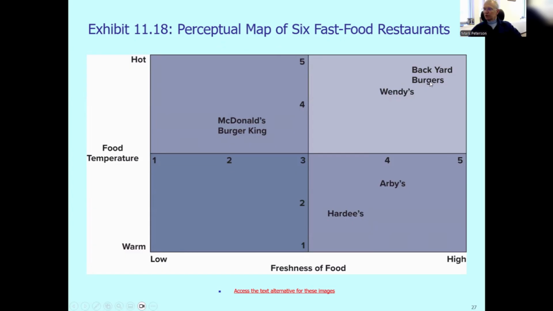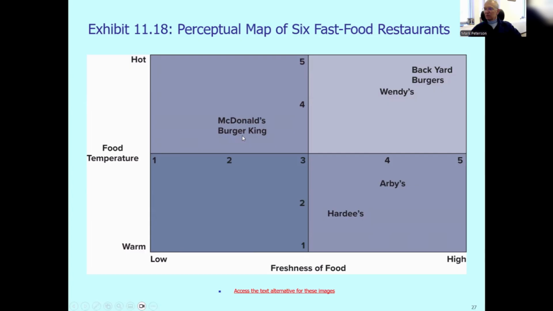We can see that Backyard Burgers and Wendy's are more favorable on high food freshness and high food temperature. If we wanted to improve things for McDonald's, perhaps we would get rid of that oven lamp and the rack for placing burgers after they come off the grill. They would just be custom made and moved directly to the bag and served to the customer. That's more like what's happening at Wendy's and Backyard Burgers, and the perception for this restaurant would go up. So that's an operational change that could be done for McDonald's and Burger King.